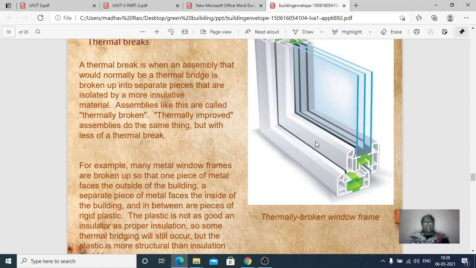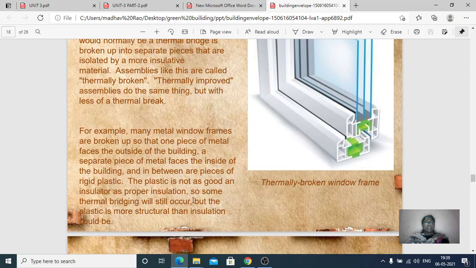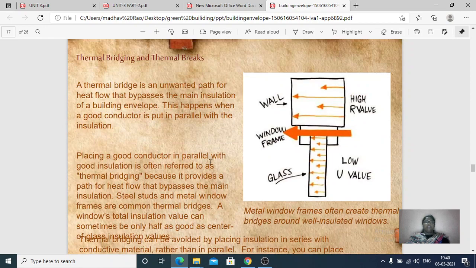The same thing here we have seen with thermal breaks, the thermally broken window frame. For example, many metal window frames are broken up so that one piece of metal faces the outside of the building and a separate piece of metal faces the inside, and in between are pieces of rigid plastic. The plastic is not as good an insulator as proper insulation, so some thermal bridging will still occur, but the plastic is more structural than the insulation could be. Right, whenever you are using plastic, the heat will be more.